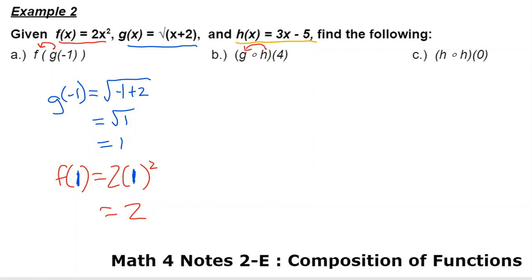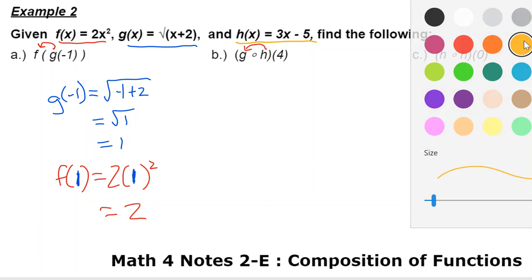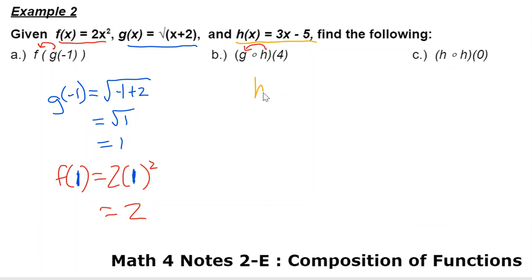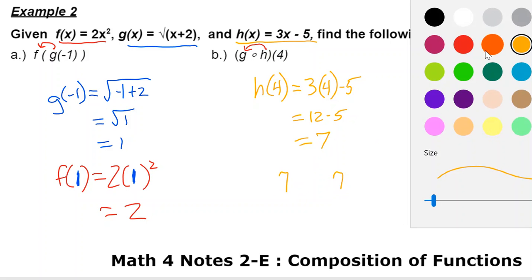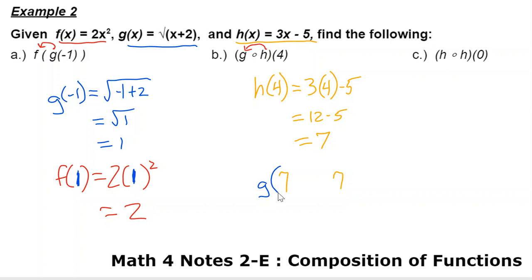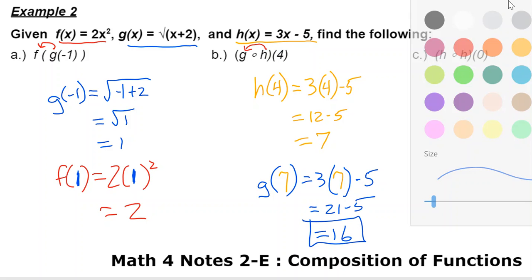All right, next we are starting with h of x first. We're going to figure out what is h of 4. That's going to be 3 times 4 minus 5, which is 12 minus 5, which is 7. And then we're going to stick a 7 into g of x, which is blue. G of 7 is going to be 3 times 7 minus 5, which is 21 minus 5, which is 16.